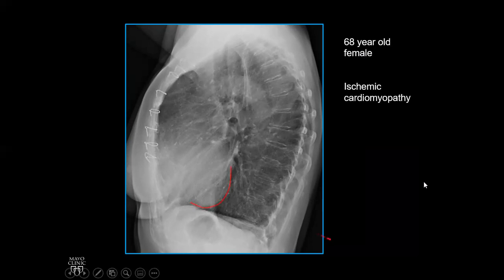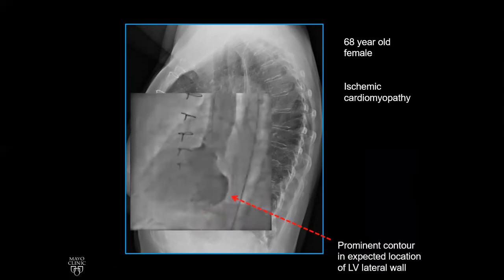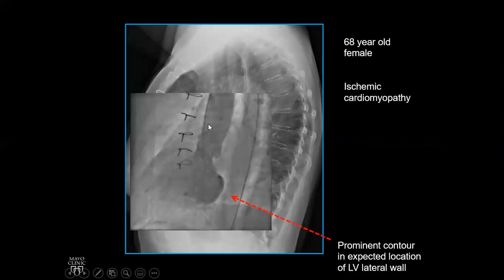This bulge is left ventricle. And this prominent contour is in the expected location of the LV lateral wall. Here's a couple pictures from an LV gram. So there's a pigtail catheter right there. It goes from the descending thoracic aorta through the aortic arch. It's in the left ventricle. And you can see that this bulge here is the LV lateral wall. It kind of is pooching out more than expected. And that's from this left ventricular gram, LV gram.